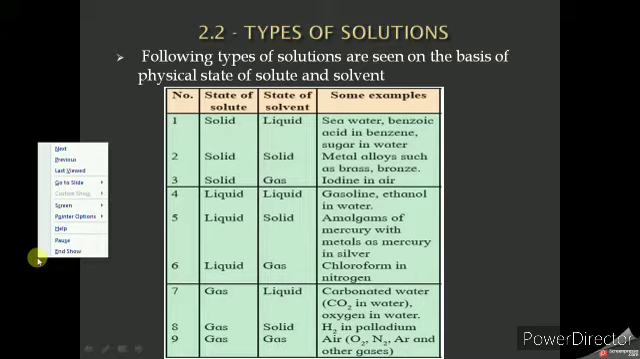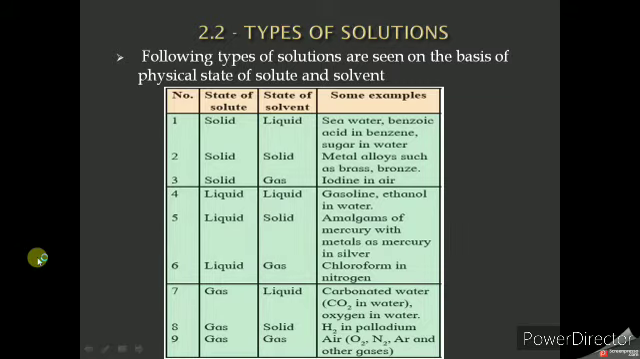Then when your solute and solvent both are in gaseous state, air is the best example. In that oxygen, argon, nitrogen and different gases are present. So this is about the types of solution.